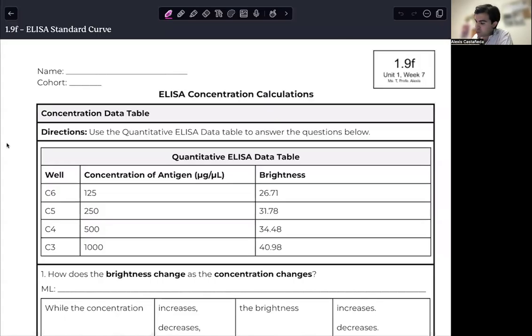Okay, students, so now what we're going to do is I'm going to show you how to do the ELISA concentration calculations. This is the paper that is green on your table. So you should be doing this assignment if you are the materials manager. This is a green paper, green.